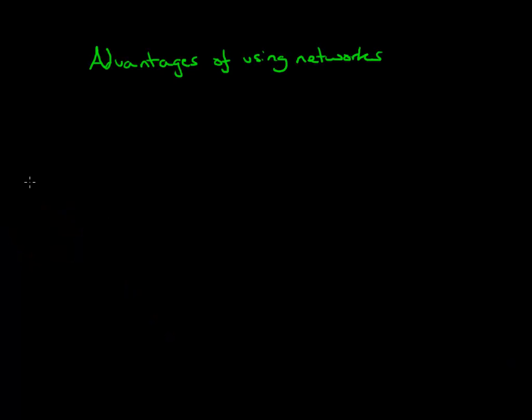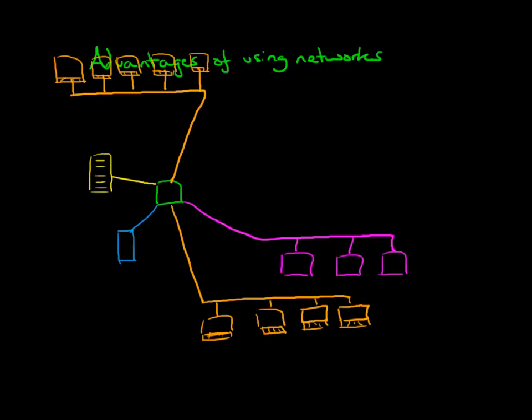Here what we're looking at is the advantages of using networks. So some of the reasons why we would use a network over a single machine on its own. And let's just first of all take a look at a typical kind of network structure.